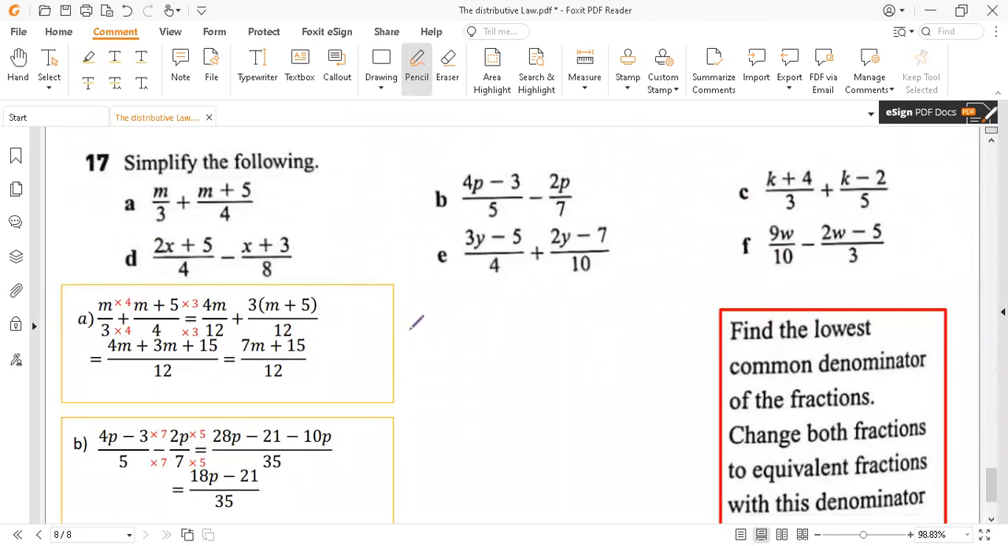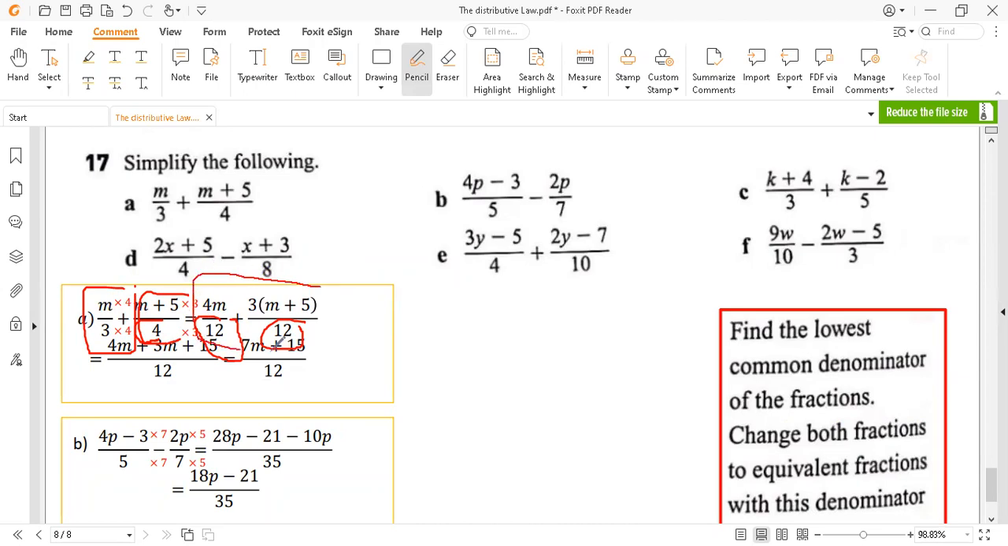Also, when we want to simplify the addition or sum of two algebraic fractions, for example m/3 plus (m plus 5)/4, we find the common denominator. The easiest way is to multiply: we multiply the first one by 4 over 4 and the second one by 3 over 3 to obtain the LCD, the lowest common denominator between 3 and 4, which is 12.